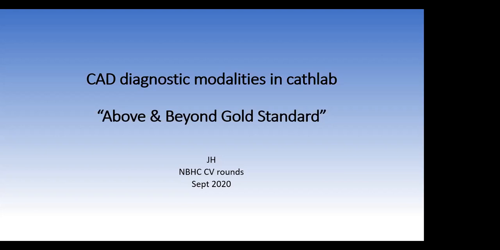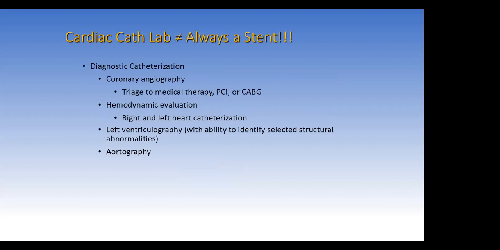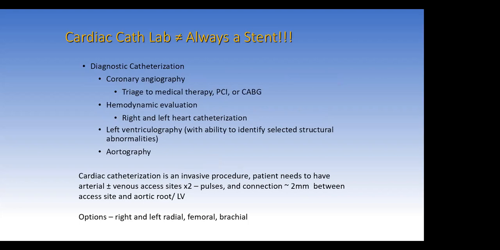Thank you, Ansar. Ansar approached me a few months back about talking about above and beyond the angiogram. So for the majority of people, when they think of the cath lab, they immediately assume patients will get a stent, and that's actually not what we're doing in a cath lab. We're starting with coronary angiogram, looking at the coronary artery, hemodynamic assessment, right and left heart catheterization, identifying structural problems, doing the aortogram. So we do many things outside of pure coronary artery disease, which is the bread and butter of what we do.